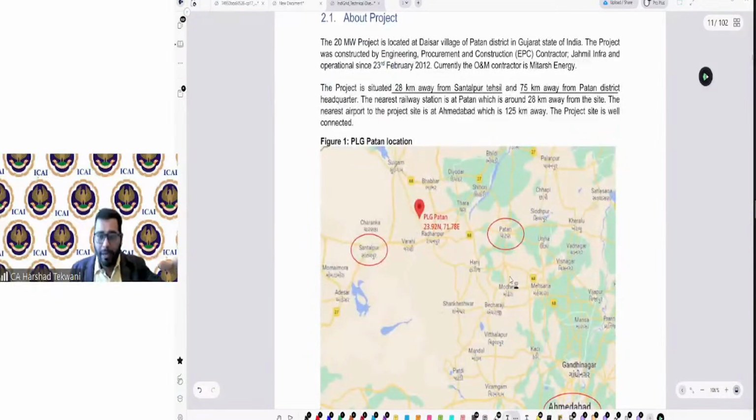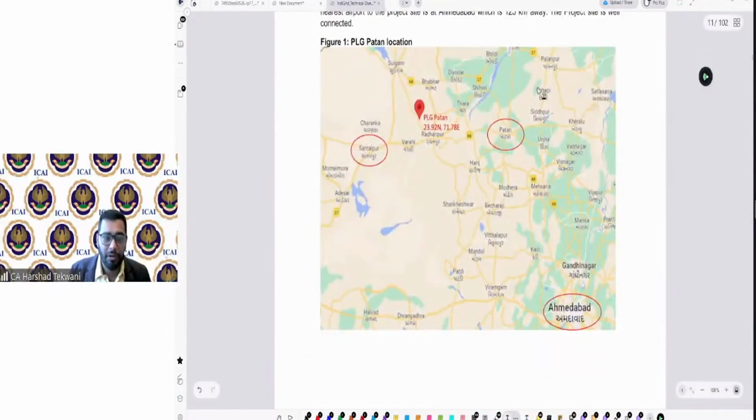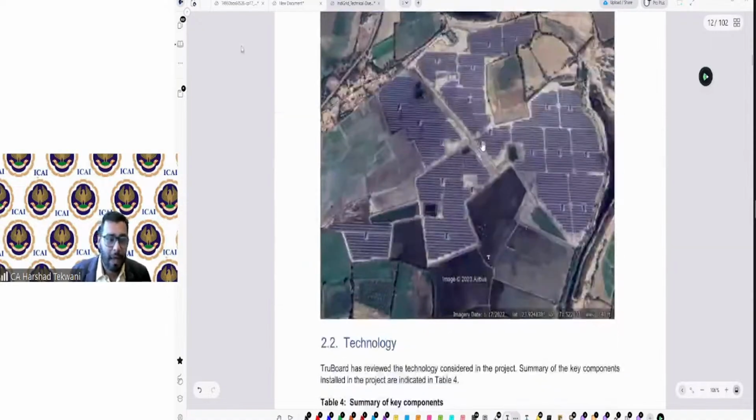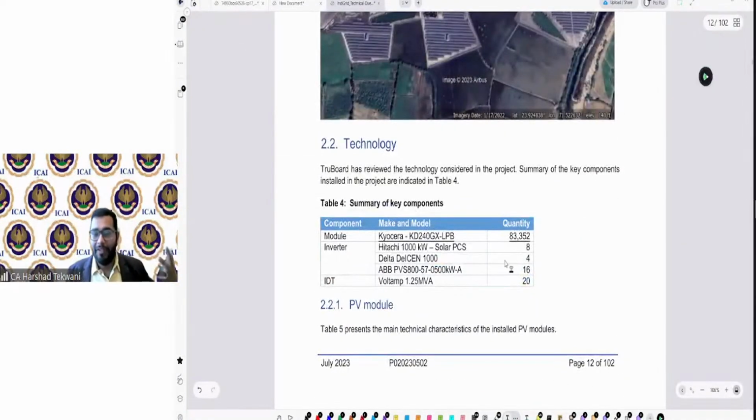So they will provide me. Okay, they went to the site, they verified it. It is at this particular location, this much far from this city, and this is how it looks, the satellite image. Okay, technology. They will say, okay, we have verified the technology which is used. It includes these kinds of inverters, modules, and these are the particular things which are used.